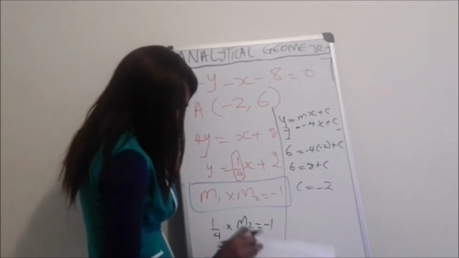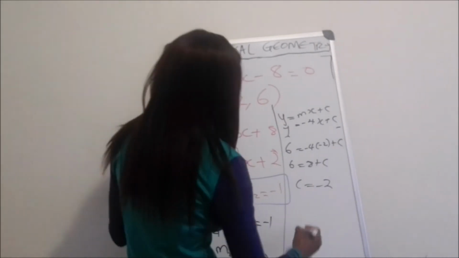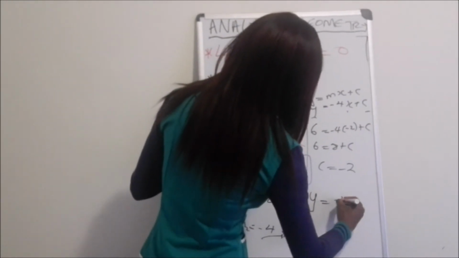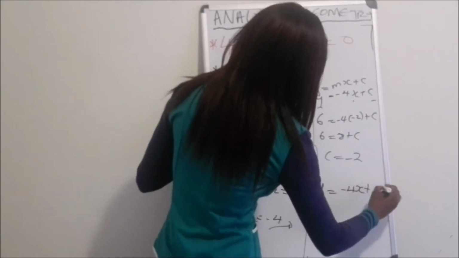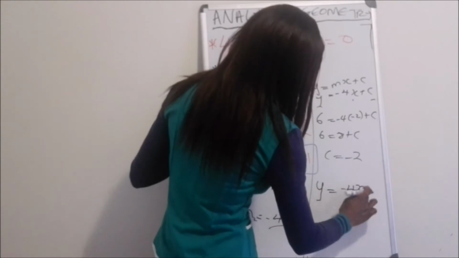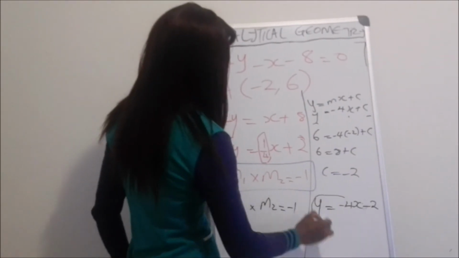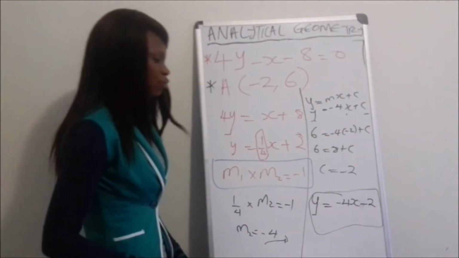Alright guys, now that we have c equals -2, we can just substitute it into this equation, and we're going to have -4x - 2. Sorry guys, it will be y = -4x - 2. This is the equation of a straight line that we were asked to find.